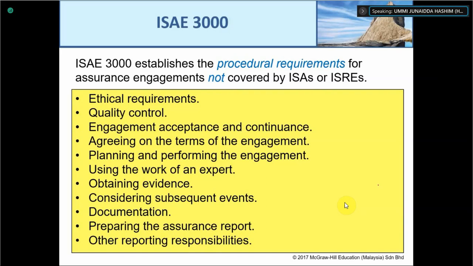Okay, so the topics are ethical requirements, quality control, engagement acceptance and continuance, agreeing on the terms of the engagement, planning and performing the engagement, using the work of an expert, obtaining evidence, considering subsequent events, documentation, preparing the assurance report and other reporting responsibilities. So using the work of an expert here means not the scope that we discussed in the previous chapter. This is in another scope.